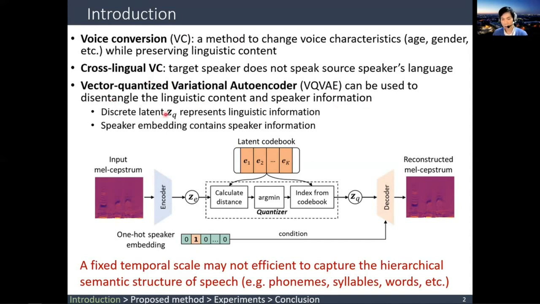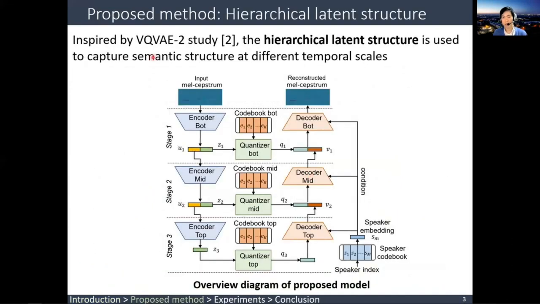In this model, the discrete latent code will represent the linguistic information, while the speaker information will be captured in the speaker embedding. However, in the conventional VQ-VAE model, the discrete latent variable only captures the information at a fixed temporal scale. Therefore, it may not be efficient to capture the hierarchical semantic structure of the speech, for example, phonemes, syllables, or words.